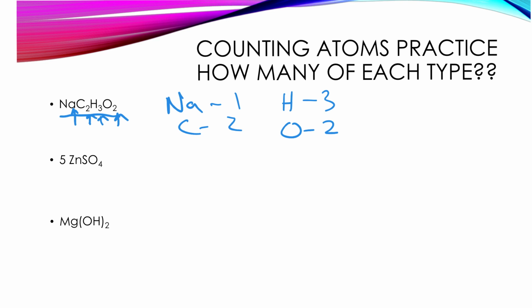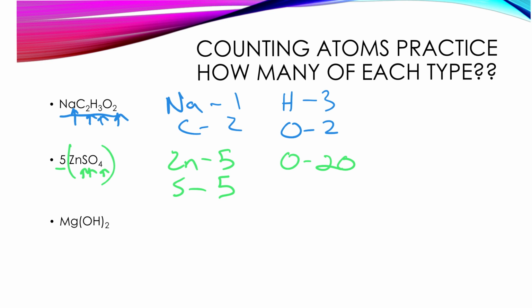Now, in the second example right here, we see we have 5 of this whole thing. Okay, so when I see, again, no subscripts for zinc, I normally would assume that's 1, but since there's 5 of them, that means there's 5 zinc. And again, I would assume there's 1 sulfur, but since there's 5 of the whole molecules, there's 5 sulfurs. And then here, the trickier part is in 1 molecule, there's 4 oxygen. And so in 5 molecules, there's going to be 20 oxygen atoms.